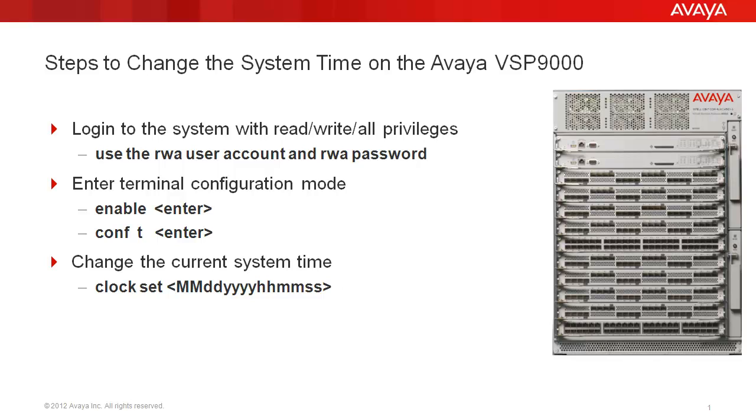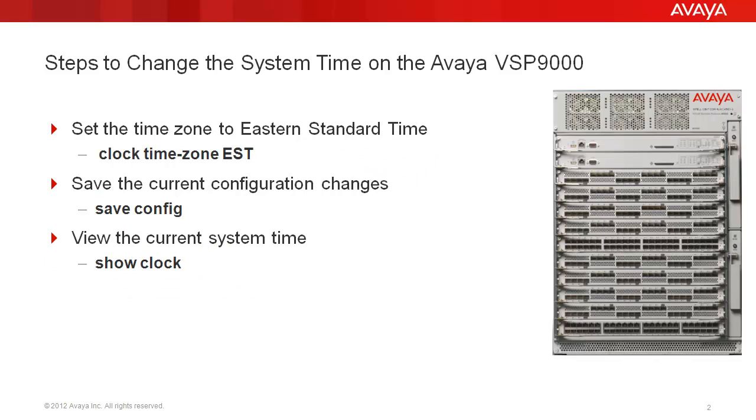We'll change the current system time using the clock set command, followed by the current month, day, year, hour, minute, and seconds. We'll set the time zone to Eastern Standard Time using the clock time zone command. We'll save our current configuration changes with the save config command. And finally, we'll verify our system time is correct using the show clock command.